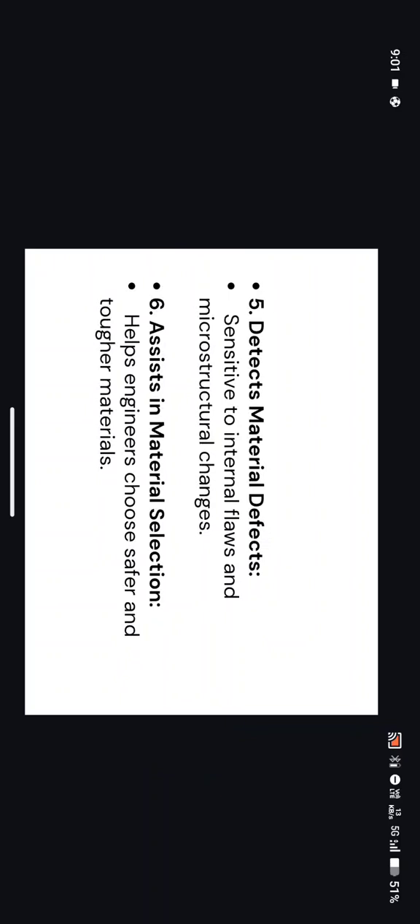Detects material defects, being sensitive to internal flaws and microstructural changes. We can detect internal cracks or microcracks in the material through this test, by which we measure the impact strength. Assists in material selection, helping engineers choose safer and tougher materials.